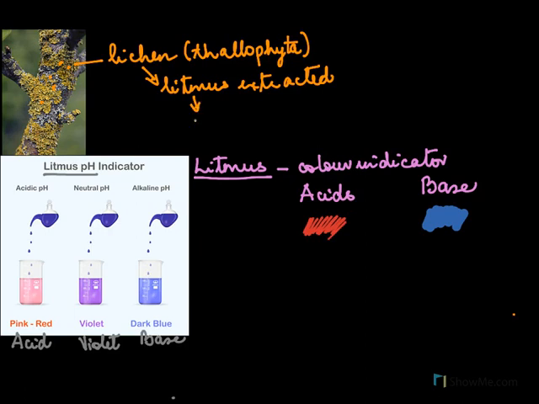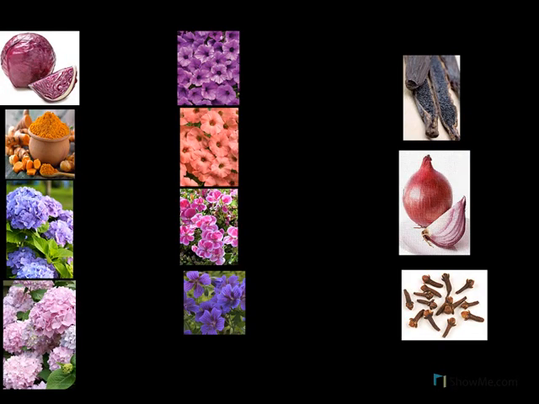Now this litmus is a purple dye. As you can see in the picture, it is a purple dye, but it has one very amazing property. When it is put in an acid, it turns red, and when you put it in a base, it turns blue. If not, it remains violet in color. Here we will learn about indicators. Now what are indicators?